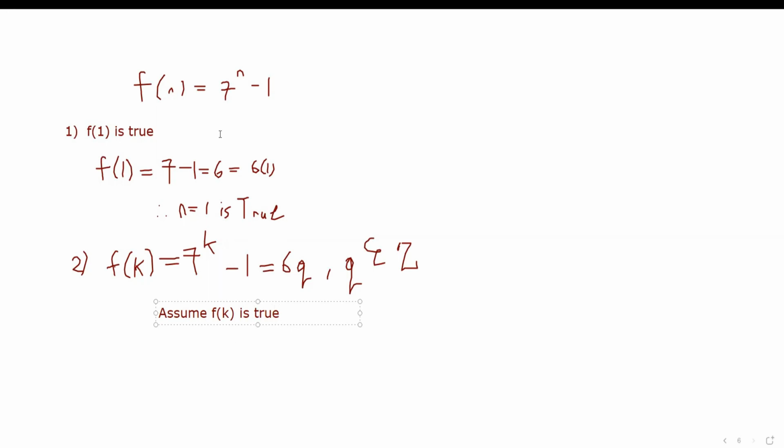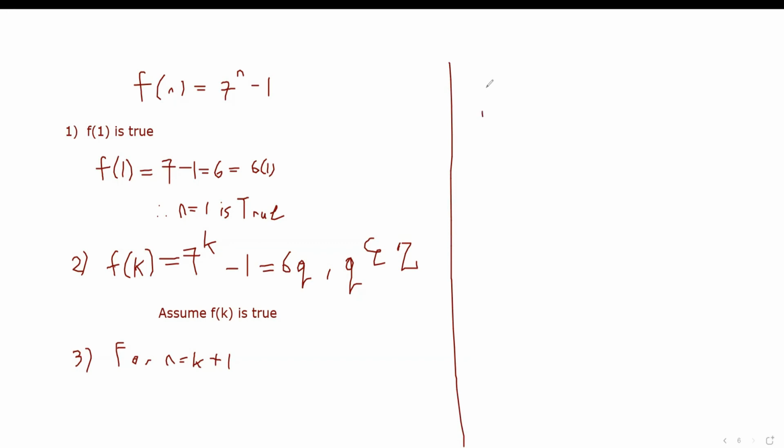All right, nice. So step 3 now is for when n equal k plus 1. So for n equal k plus 1, right? That's what we're going to do now. Let's do it over here. So we can write F of k plus 1. F of k plus 1 is equal to 7 to the k plus 1 minus 1.